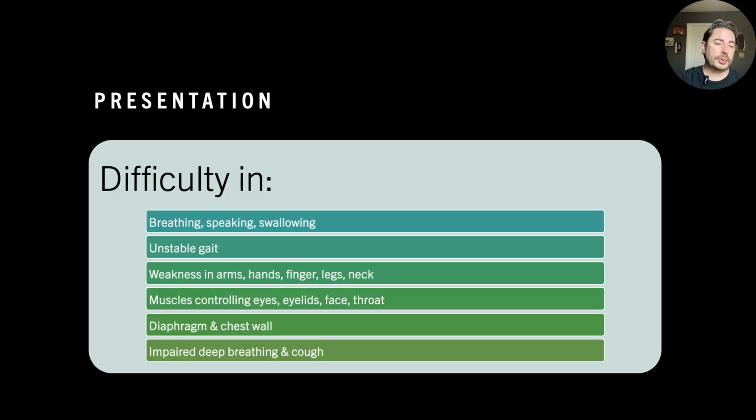Patients are going to continue to present with difficulty in breathing, maybe even speaking or swallowing. They're going to have an unstable gait, meaning that they're not going to be able to walk at a normal pace and gait. You could have a loss of balance. You're going to have weakness in the arms, hands, fingers, legs, and even neck. If you get that weakness in the neck, you're going to see drop head syndrome. The weakness affects muscles that control the eyelids or the eyes, face, and even the throat. It can descend down to the chest wall and even the diaphragm.